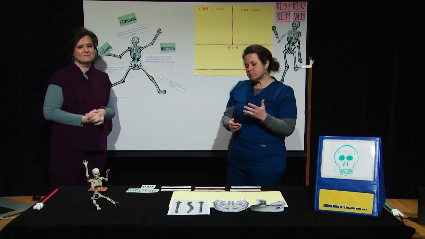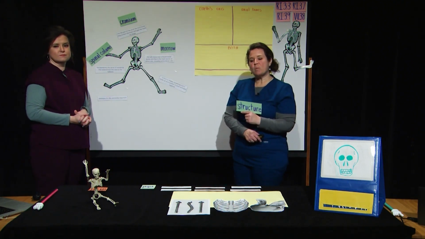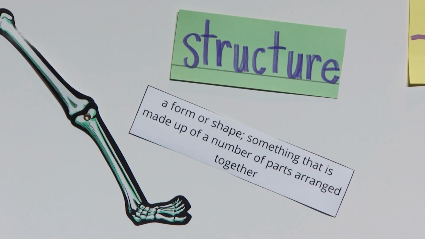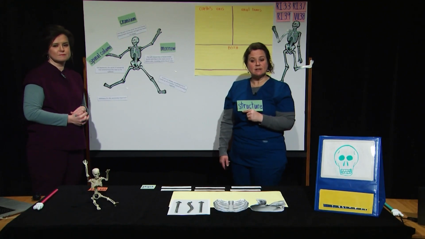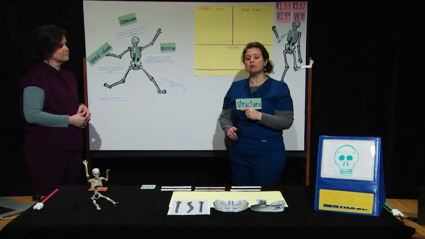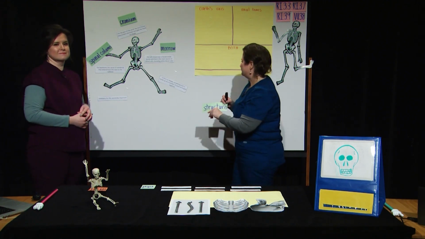All right, now our next word is structure. What's the word? There you go, structure. Structure is a form or shape of something, and it's something that is made up of a number of parts arranged together. For example, the building structure was put up quickly but carefully, so it wouldn't collapse. For us today, though, we'll find out that our bones provide structure for our bodies. So what's the word? Structure.